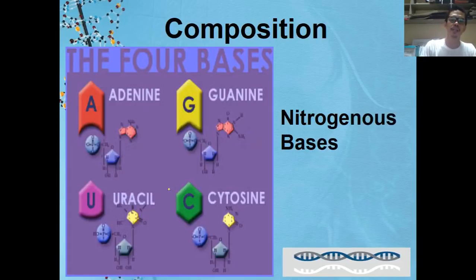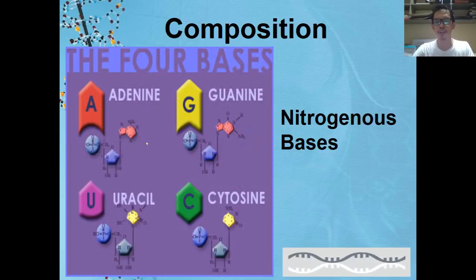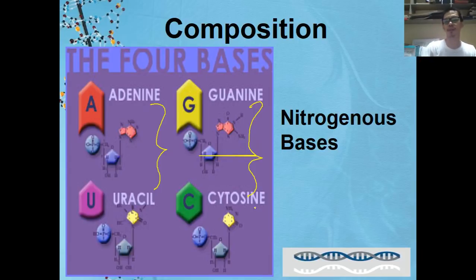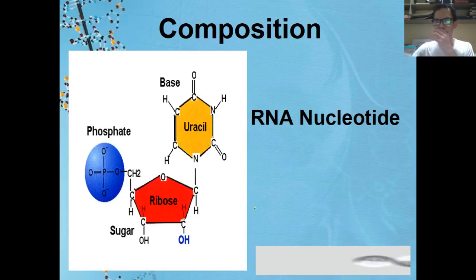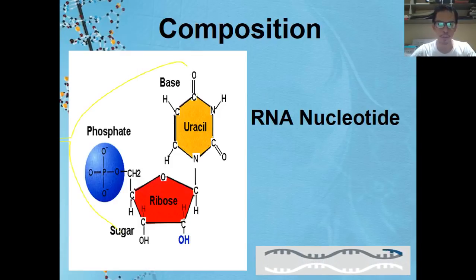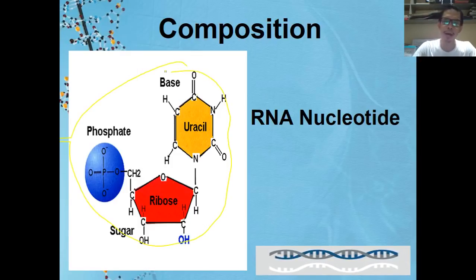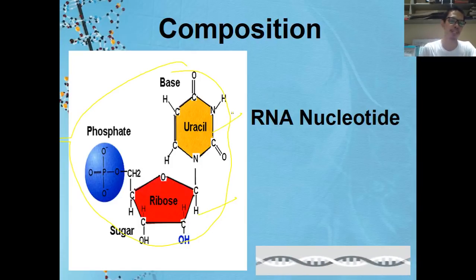Next one is the four nitrogenous bases which we encountered earlier. So we have the adenine, guanine, uracil, and cytosine. Basically, the adenine is paired with uracil and the guanine is paired with cytosine. Alright, so next one. This is what the RNA nucleotide looks like. It is basically the same as the DNA, but with a difference in its sugar, which is ribose, and also some differences in its nitrogenous bases. Basically, this is uracil that we have right here.